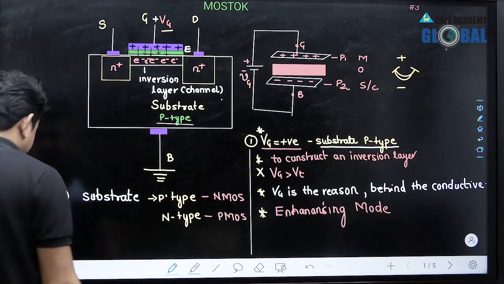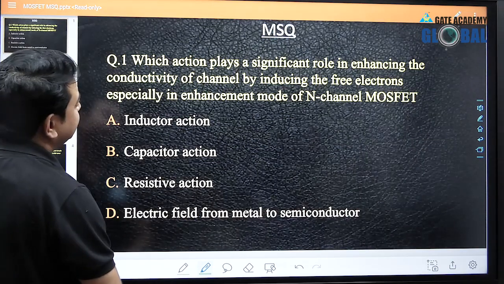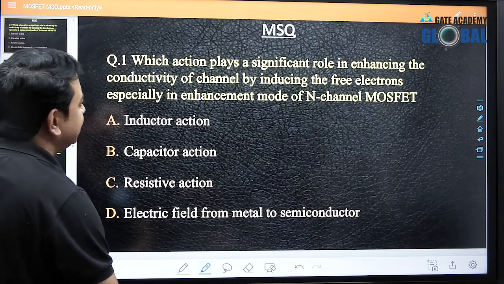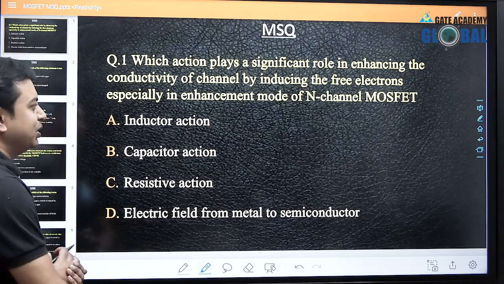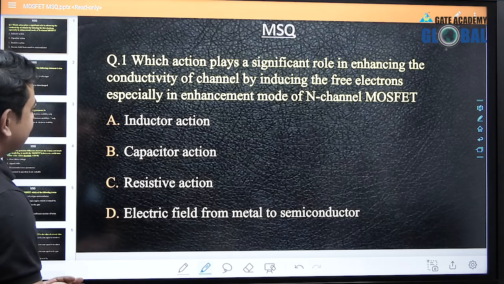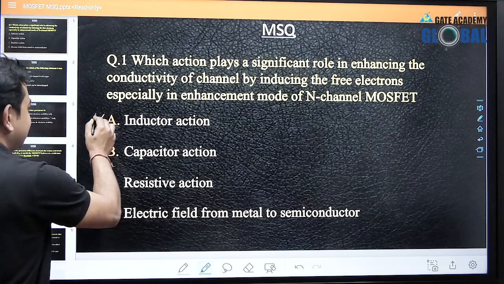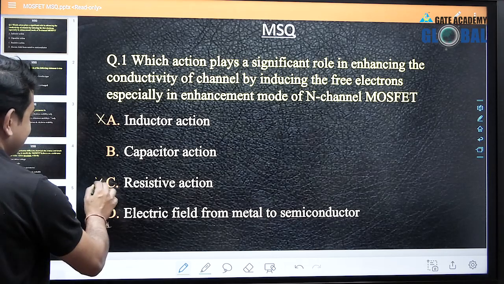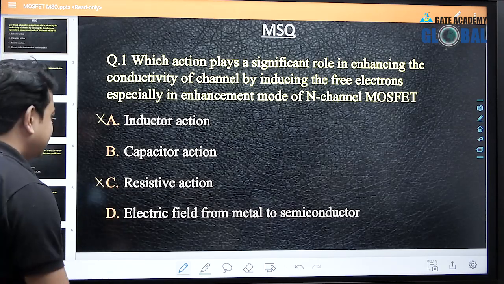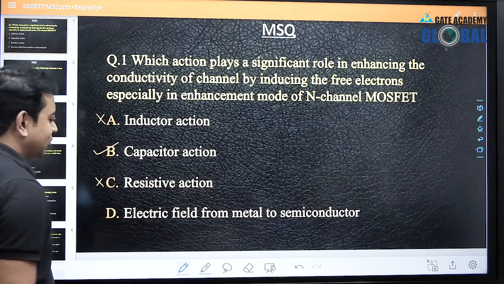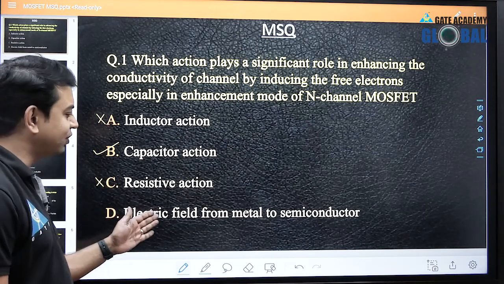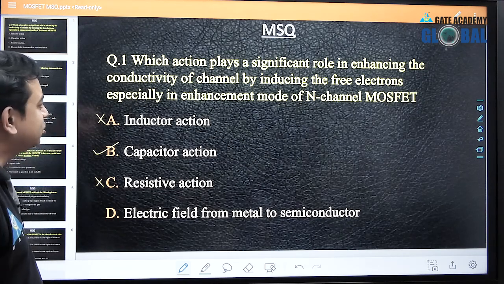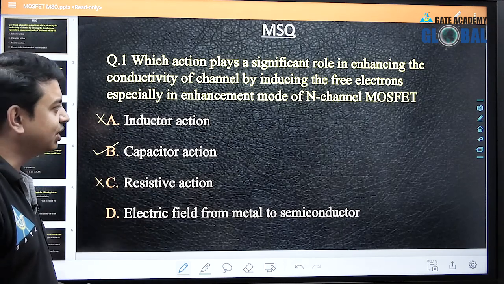So now come to this question: which action plays the significant role in enhancing the conductivity of the channel by inducing free electrons, especially in enhancement mode of n-channel MOSFET? There is no inductor action, so we cut it down. There is no resistive action, we cut it down. So there must be a capacitive action, we have seen now, and we have seen that the electric field formed between metal and semiconductor is the reason to enhance the conductivity of the channel.